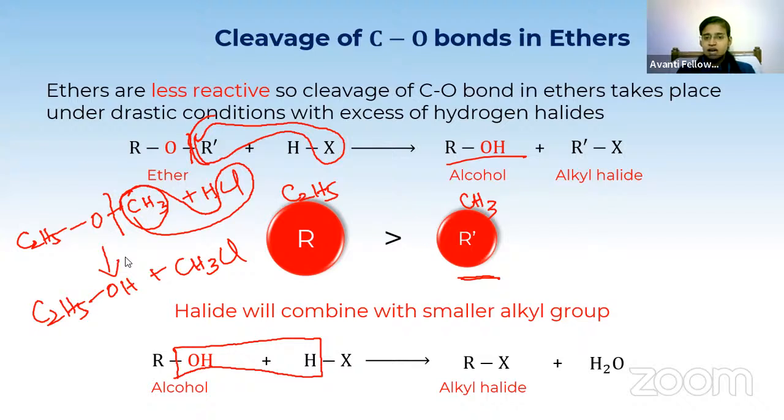Clear? So we have to do this reaction of ether with excess of hydrogen halide, excess of HX, so that both the C-O bonds get cleaved and lead to the formation of alcohol and alkyl halide in the first step, and alkyl halide and water in the second step. Clear for all of you? So this is how the cleavage of C-O bond occurs and the reaction takes place. Do you have any doubt from this?